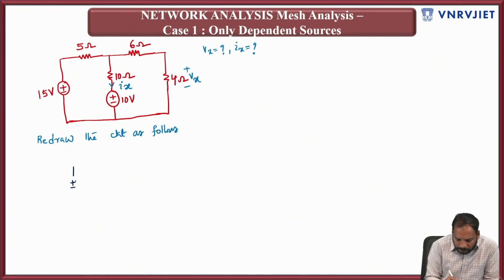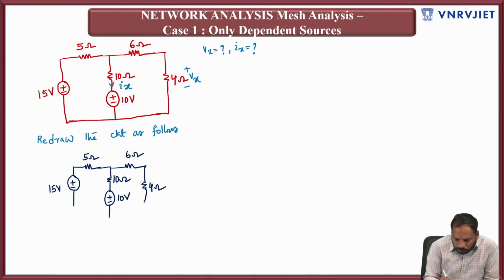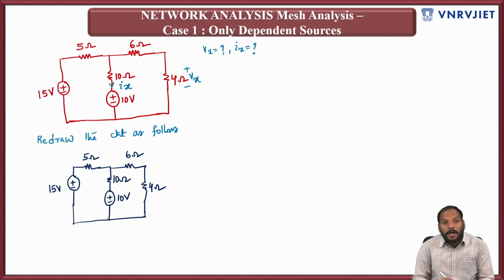This is plus minus 15 volts, 5 ohms, 10 ohms, eliminate Ix, 10 volts, 6 ohms, 4 ohms. So I have removed Vx and I have removed Ix.